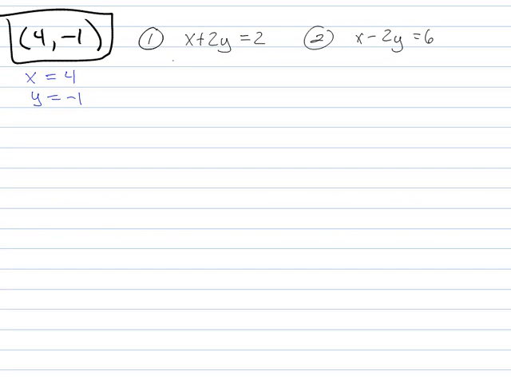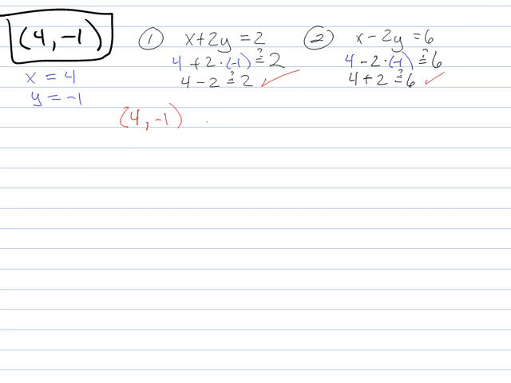Okay, so I'm going to plug these values in, and I've got 4 plus 2 times -1. Is that equal to 2? So is 4 minus 2 equal to 2? Yes. So that one works. That's good. Okay, well, let's try the other one. If x is 4, minus 2 times y, which is -1, is that equal to 6? So is 4 plus 2 equal to 6? Yes. Since it meets both requirements, 4, -1 is a solution to the system.